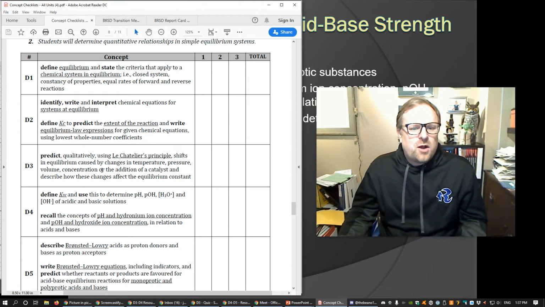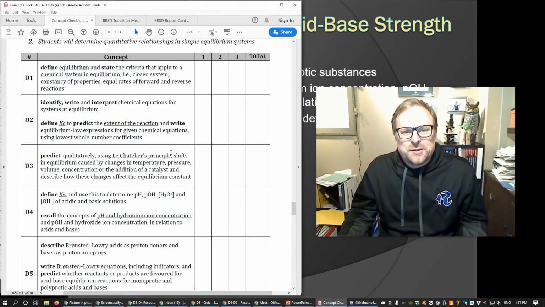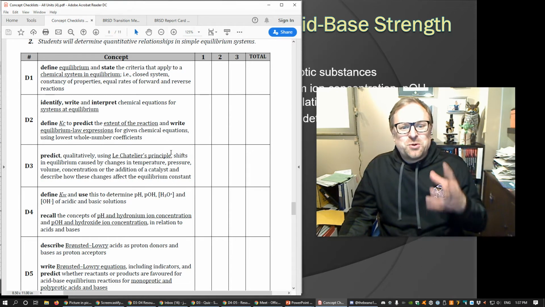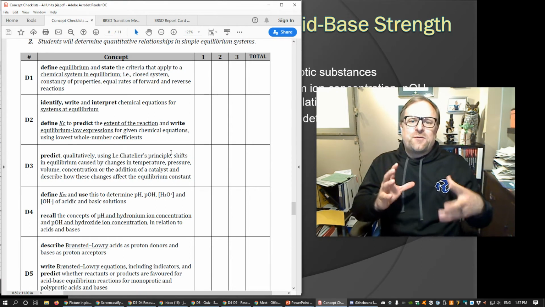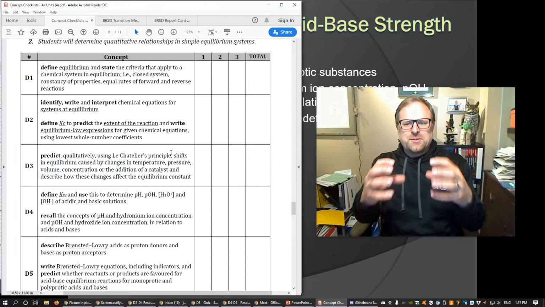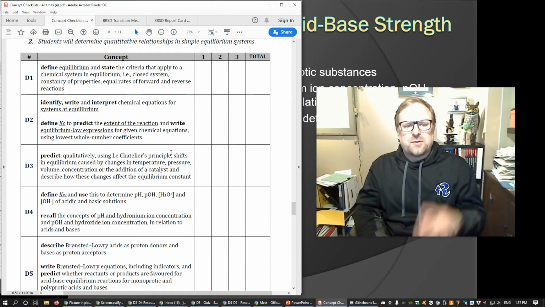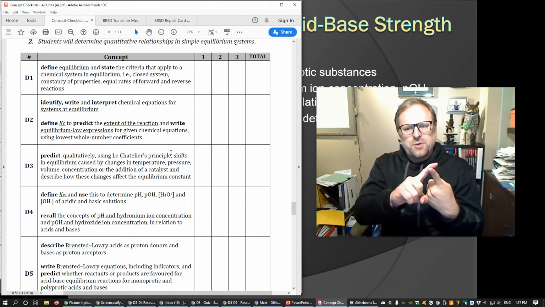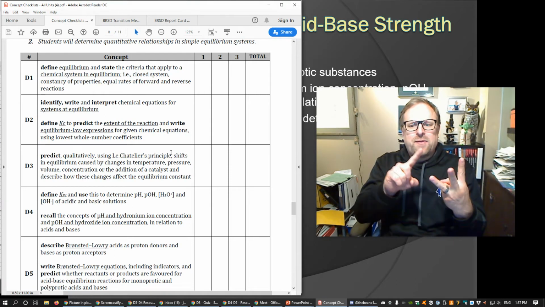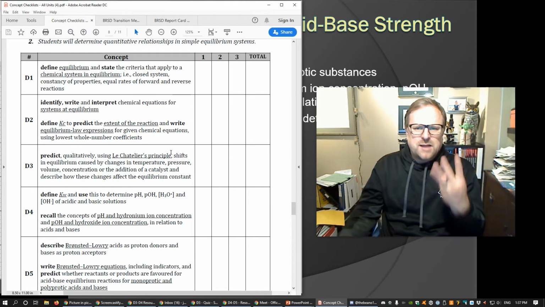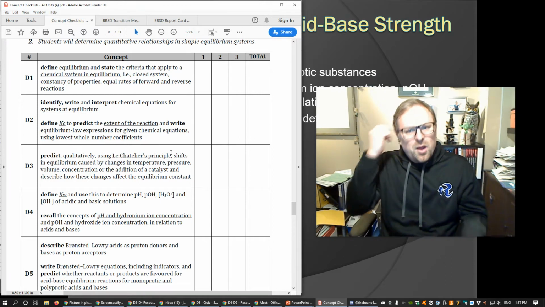We also talked about Le Chatelier's principle in concept D3. Le Chatelier's principle was all about what happens if a system is at equilibrium and we mess with something in that system. The three things that we messed with were concentration, temperature, and then pressure/volume. So that's where we're at right now.